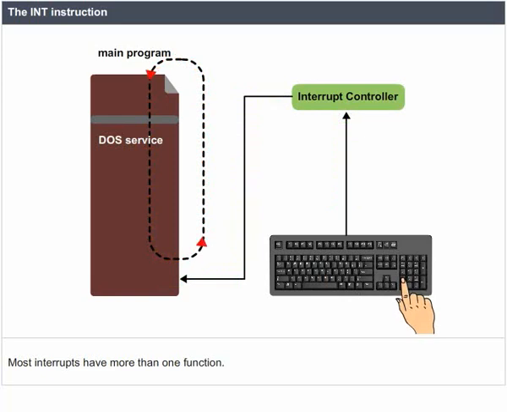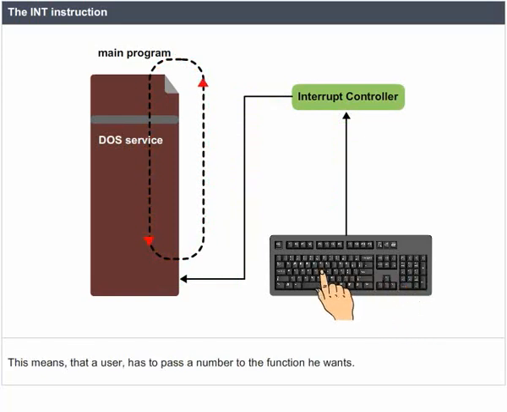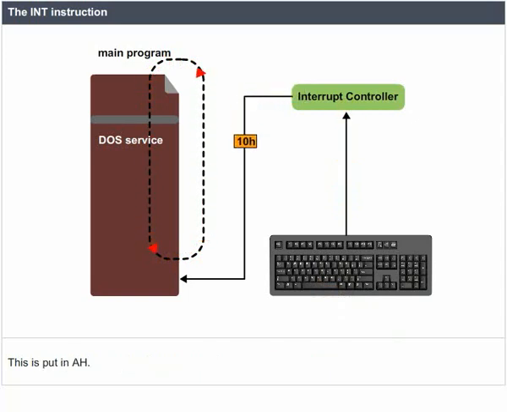Most interrupts have more than one function. This means that a user has to pass a number to the function he wants. This is put in AH.